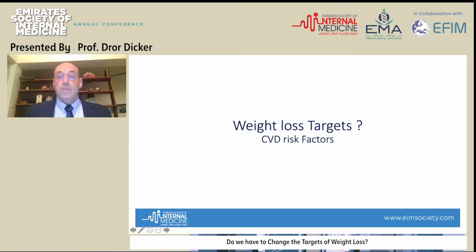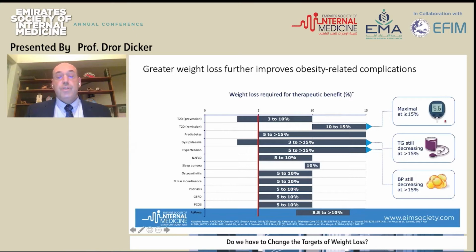If we look at cardiovascular risk factors, we know that reducing only 5% of your weight is maybe not enough. We are really aiming now for 10 to 15% weight loss in order to have a meaningful effect on blood glucose level and even remission. We also know that we need at least 15% weight loss to have a meaningful effect on triglycerides, and 10 to 15% weight loss to have a meaningful effect on blood pressure and adipose tissue. So 5% is maybe too low.